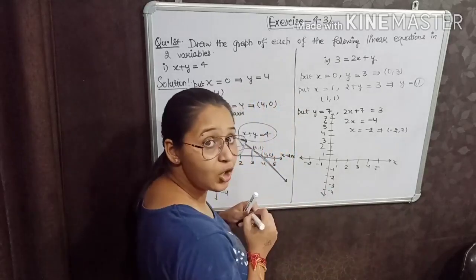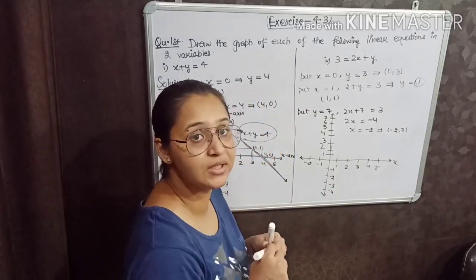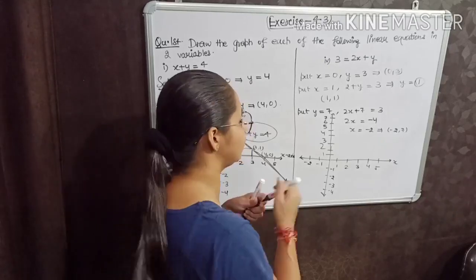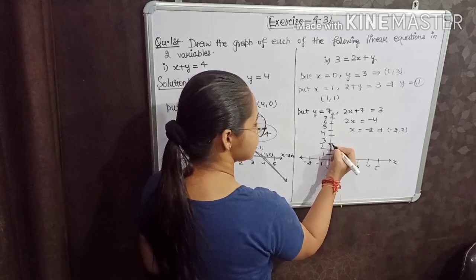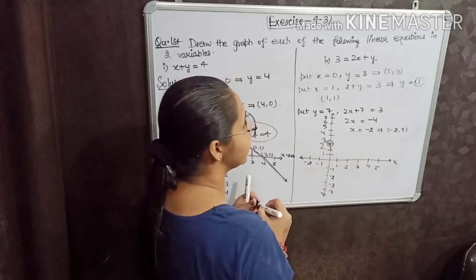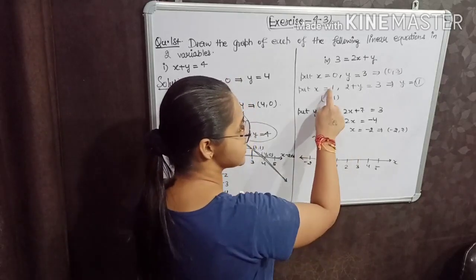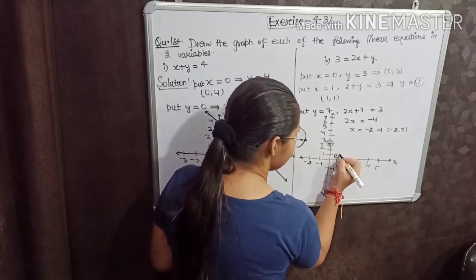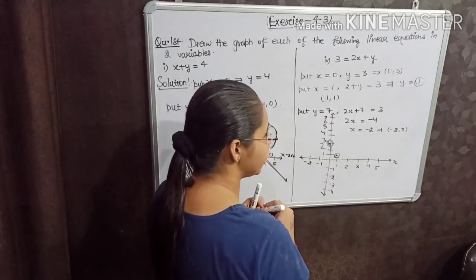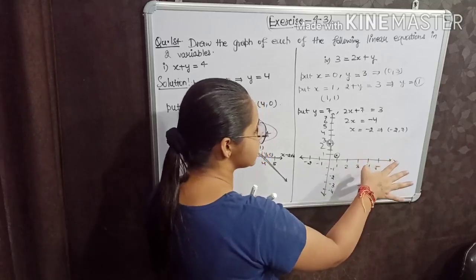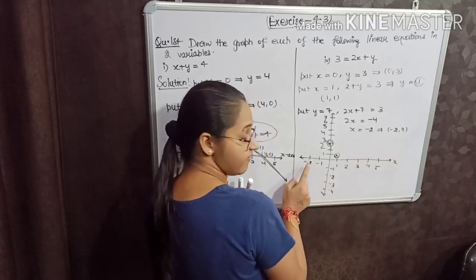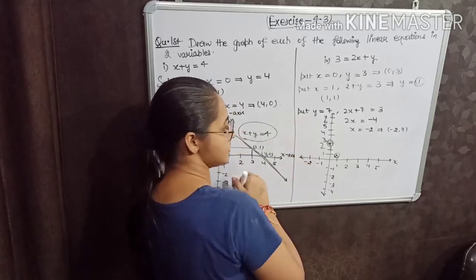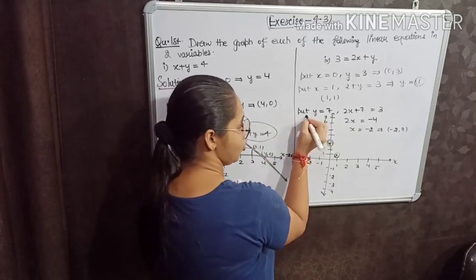First point is 0, 3. Where is 0, 3? 0 means x is equal to 0 and y is equal to 3. First point is here on y-axis. Second point is, if I am putting x is equal to 1, y is equal to 1. It means this point. Now, third point is x is equal to minus 2 and y is equal to 7. X is equal to minus 2 is here and y is equal to 7 is here. So, minus 2 comma 7.